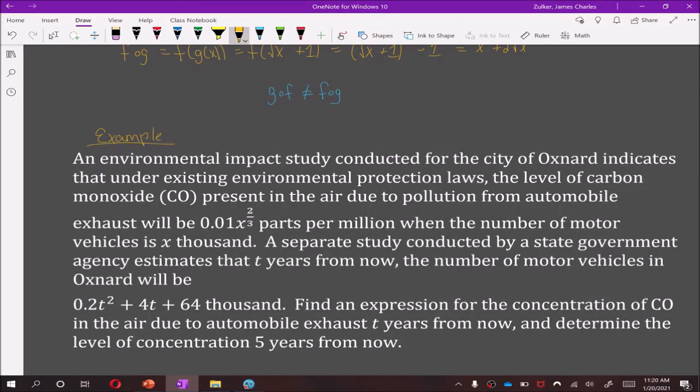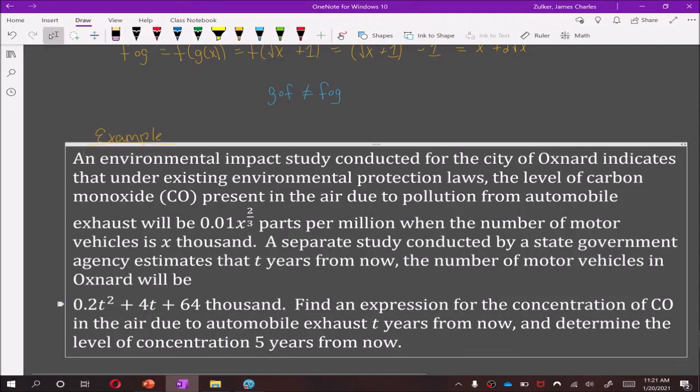An environmental impact study conducted for the city of Oxnard indicates that under existing environmental protection laws, the level of carbon monoxide present in the air due to pollution from automobile exhaust will be 0.01 x to the 2/3 parts per million when the number of motor vehicles is x thousand. A separate study conducted by a state government agency estimates that 10 years from now, the number of motor vehicles in Oxnard will be given by 0.2t squared plus 4t plus 64,000. Find an expression for the concentration of carbon monoxide in the air due to automobile exhaust 10 years from now, and then we'll use that to determine the level of concentration 5 years from now.